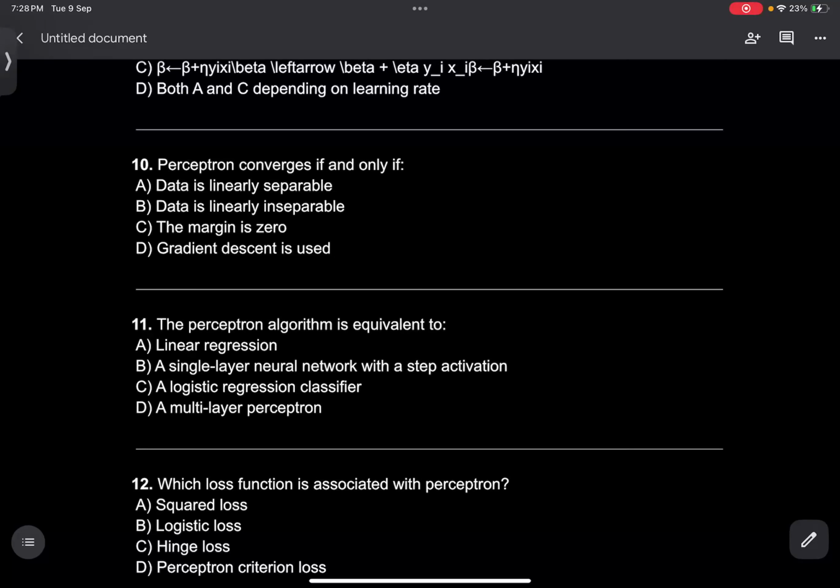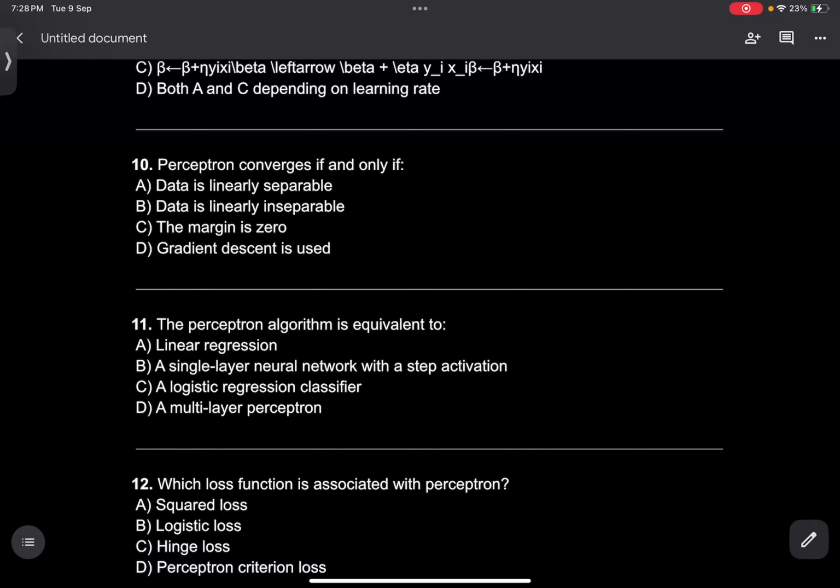Yes, class. Okay. So you have written the answers. Let's see. 10th question: perceptron converges if and only if data is linearly separable, data is linearly inseparable, margin is 0, gradient descent is used. So everyone has correctly answered 10th, option A, if data is linearly separable. Okay, correct.